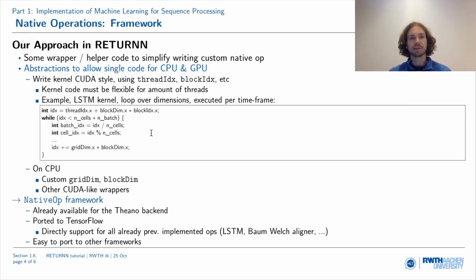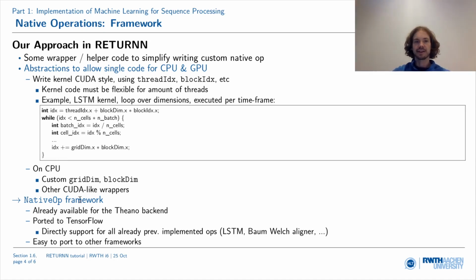So our approach in RETURNN is that we have some wrappers and helper code to simplify that first of all. And most importantly, we have an abstraction that allows you to write single code which is used for both CPU and GPU. How do we do that? You write the kernel in CUDA style using standard CUDA elements, thread index, block index. You write it in a way that is flexible with the number of threads. So for example, this is an LSTM. This is really our code of an LSTM. And on CPU, it would have some wrappers for CUDA, and it would define all these CUDA concepts, grid dim, block dim, and so on. So that way, it would use the same code also on CPU.